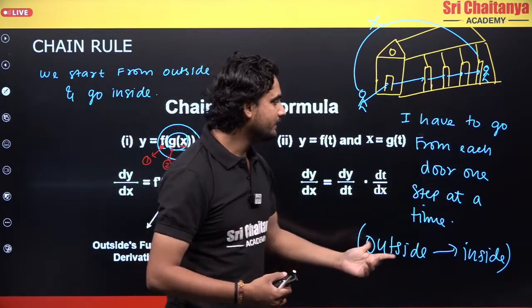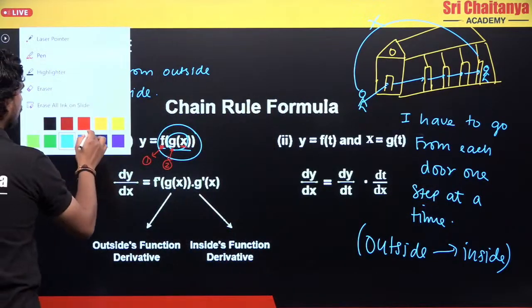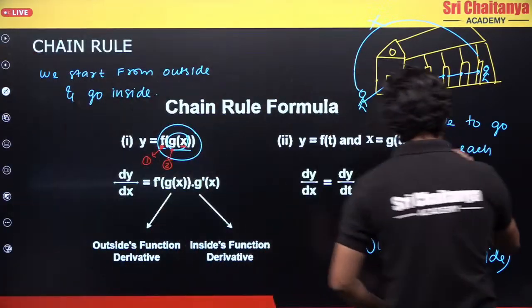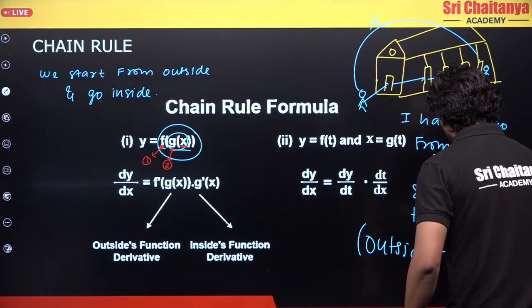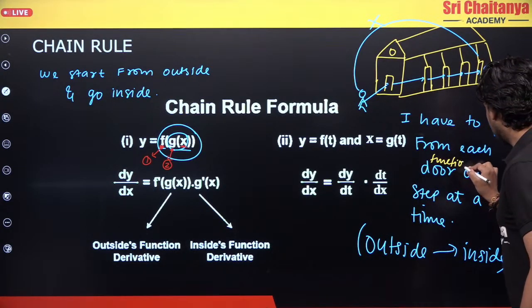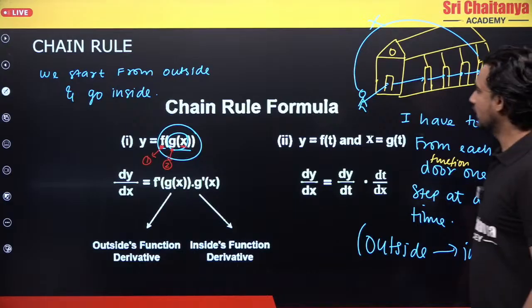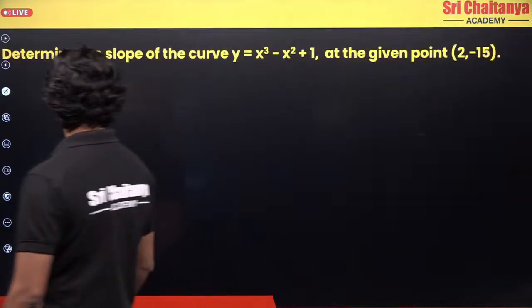Okay, basically I can say, what is the door? One function. So I have to go through each function one step at a time, from the outside function to the inside function. Okay, clear? So let's move forward.